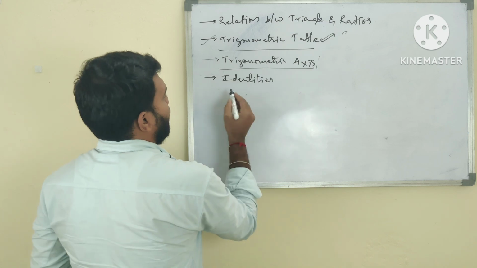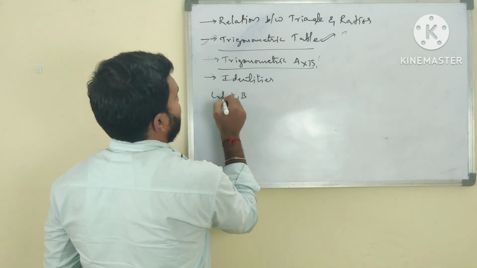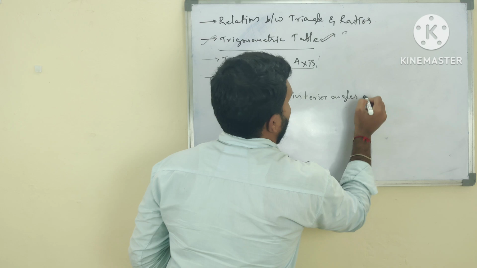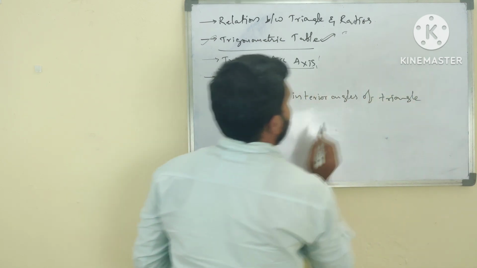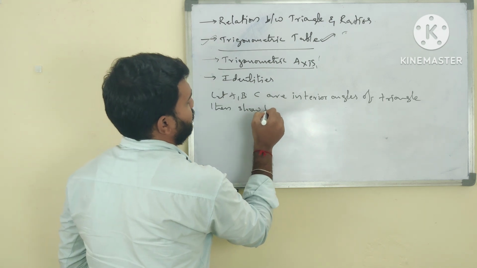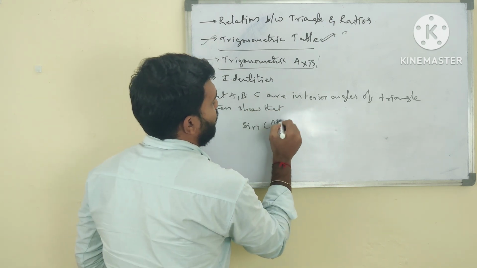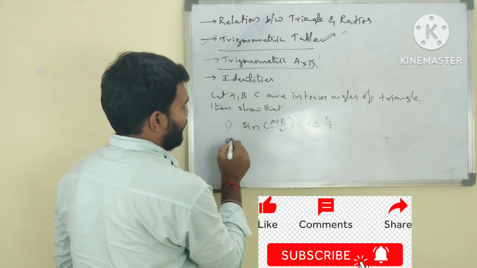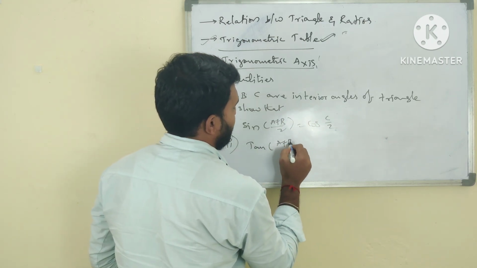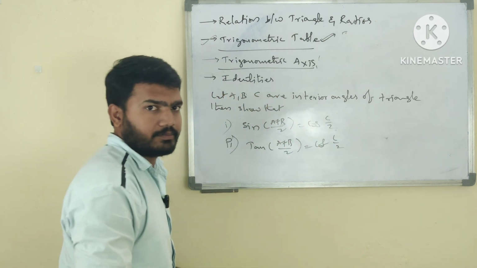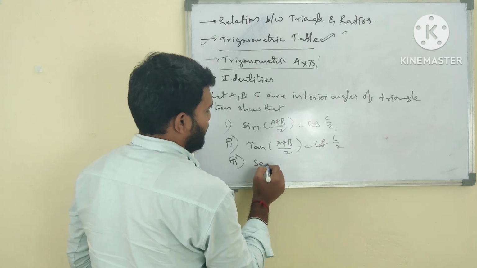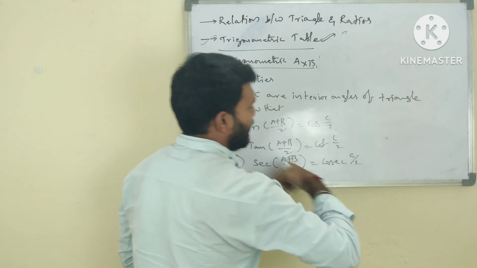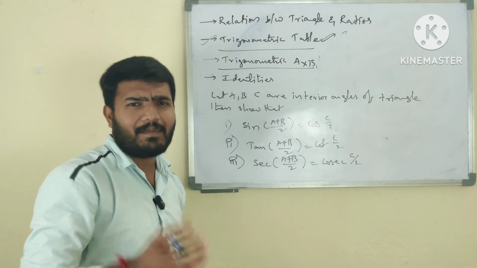I am writing here. Let ABC are interior angles of triangle, then show that sin of a plus b by 2 is equal to cos c by 2. లేదండి tan of a plus b by 2 is equal to cot c by 2. లేదంటే secant a plus b by 2 is equal to cosecant c by 2. అంటే ఈ మోడల్లో మనకి ఇలాంటి క్వశ్చన్, all the questions are having the same process.